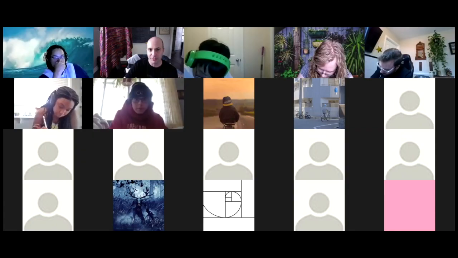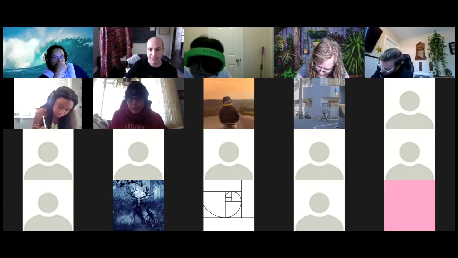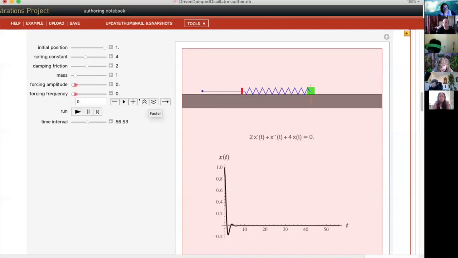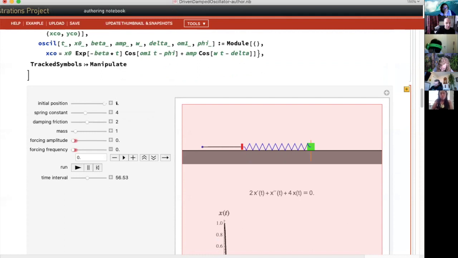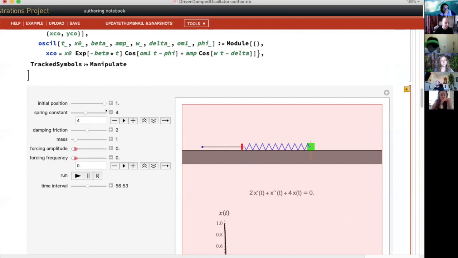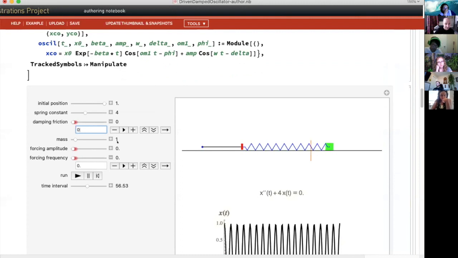But let me just go back to this little demonstration just to see what our solution looks like here. So over here, I can enter all of the information about our system. So we have an initial position of 1. We have a spring constant of 4. I think that is accurate. And in this case, we had no damping, so I'm going to set that to 0. Our mass is 1. And then we'll worry about the forcing at a later time.